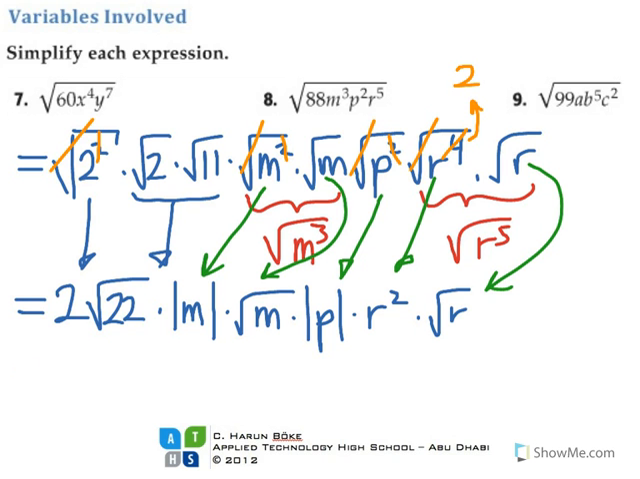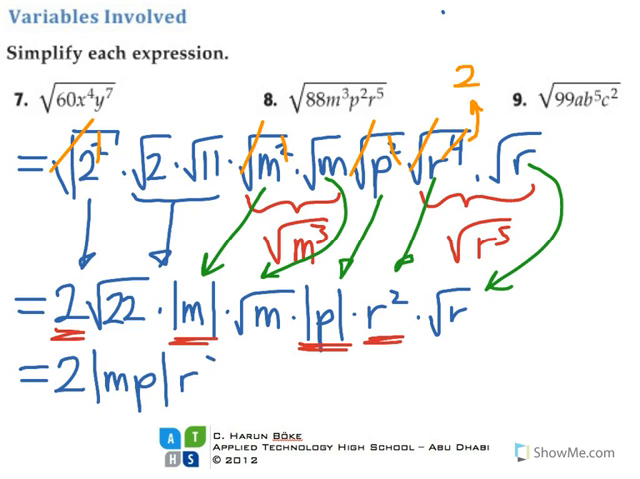Now if we wrap it up, we have here 2 times absolute value of m times absolute value of p times r squared. So let's write these down. 2, absolute value, we can write it like this actually, and r squared, and then we have the square roots. 22 in a square root, m in a square root, and r in a square root. So it will be times the square root of 22mr. So this is what we have as the simplified form.